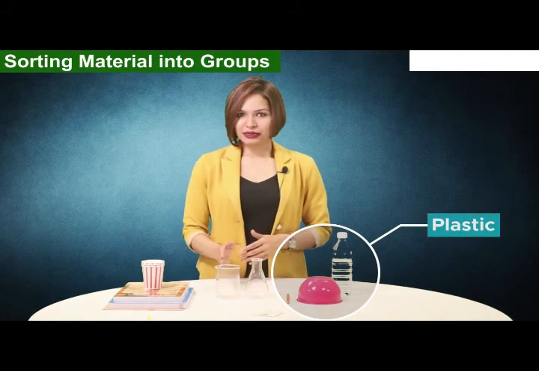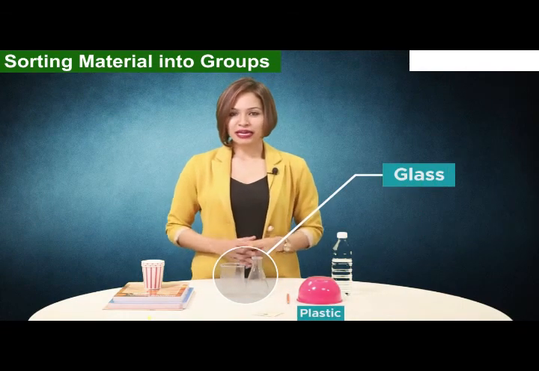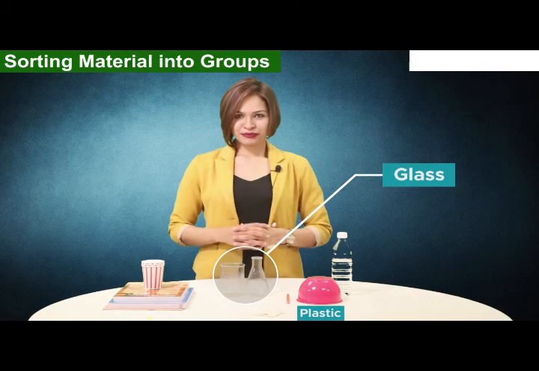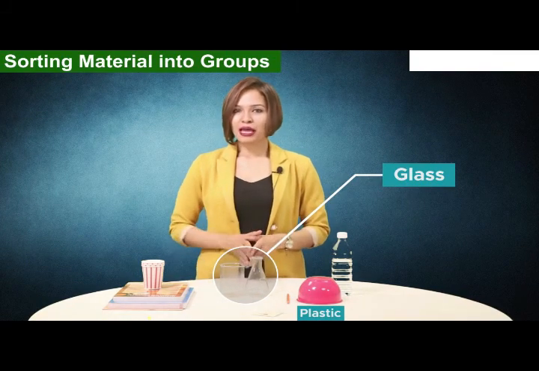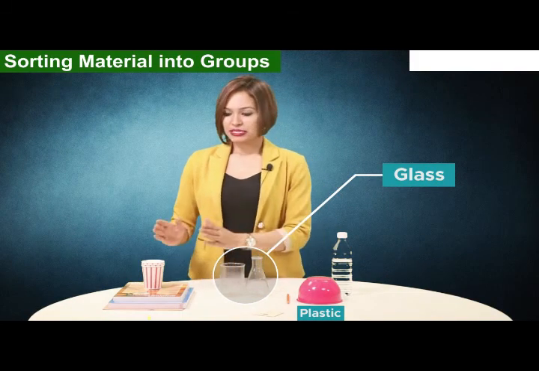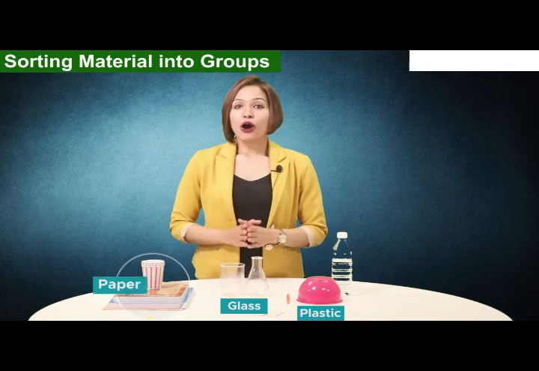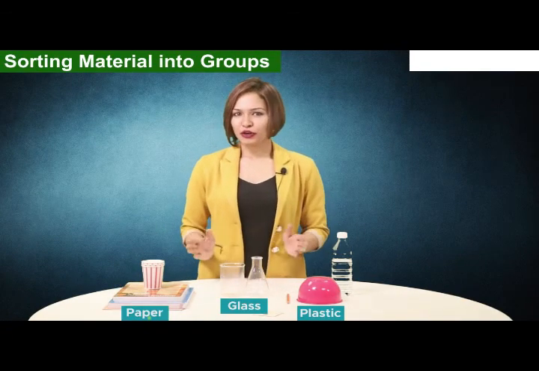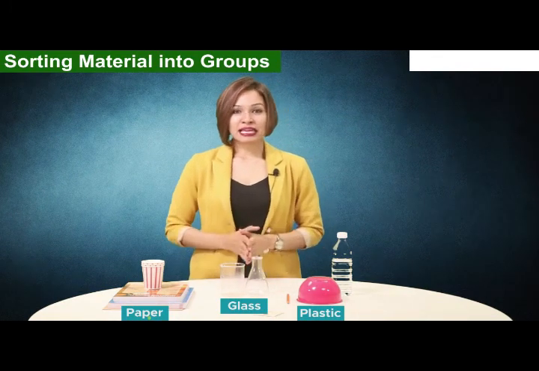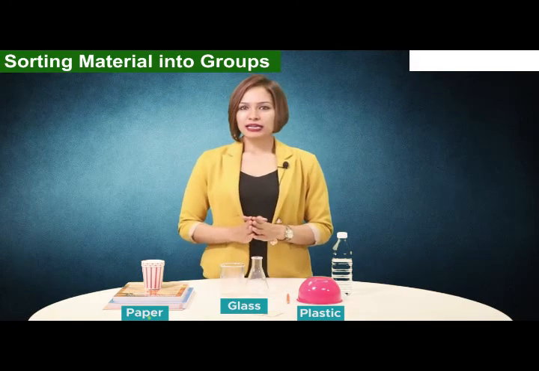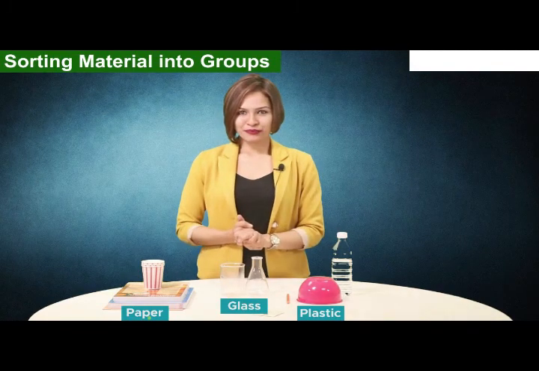Similarly, beaker and flask are made up of glass. That's why they are placed together. And sheets, books, and cups are placed together because they are made up of paper. So, on what basis have I done this sorting of materials? Yes, in this activity, sorting is done on the basis of the materials that they are made up of.